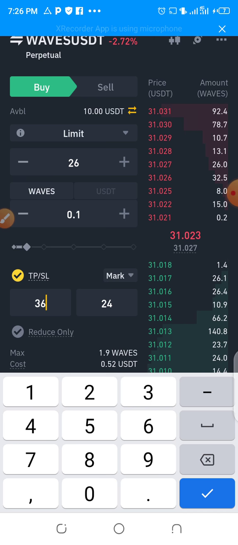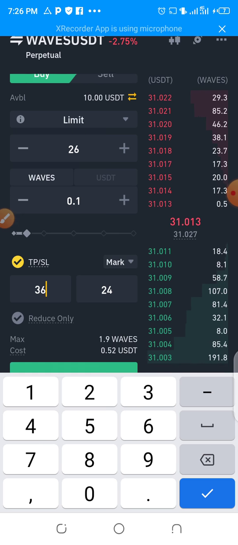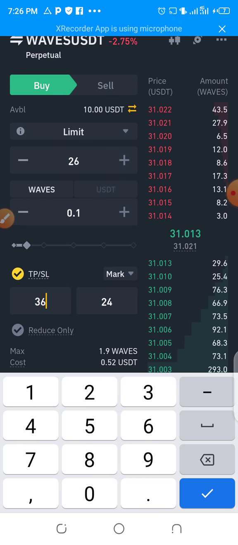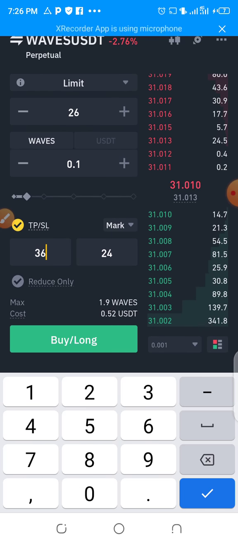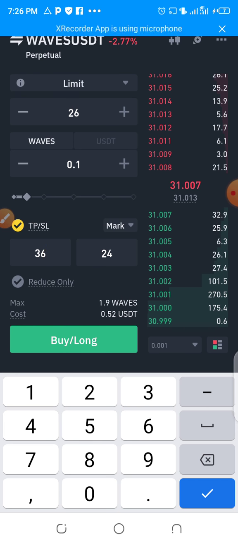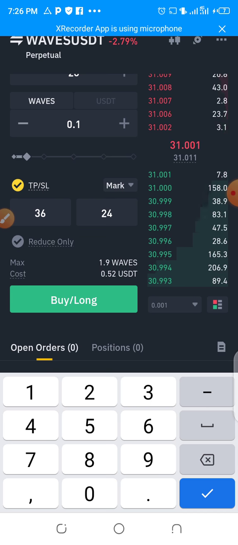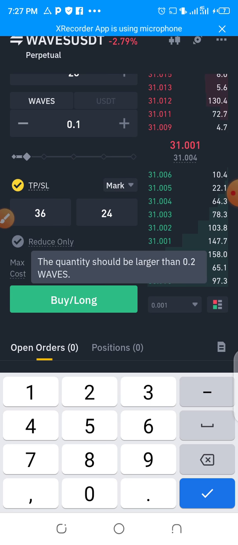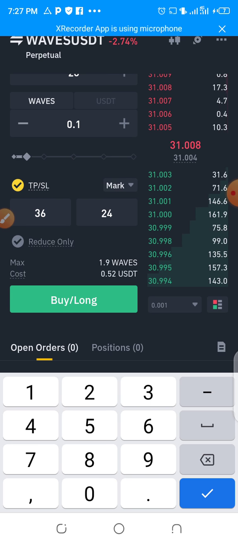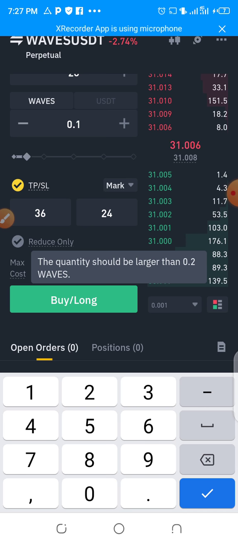I'm buying at 26. I'm going to sell at 36. Then I'll set my stop loss at 24. So what I will do right now is that I'm using only 10% of my wallet size. So I'm going to click on buy long. When I click on buy long, did you notice what they wrote?